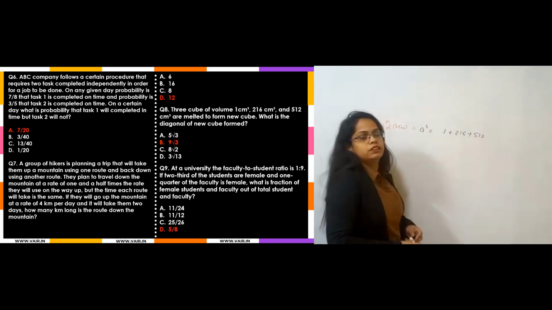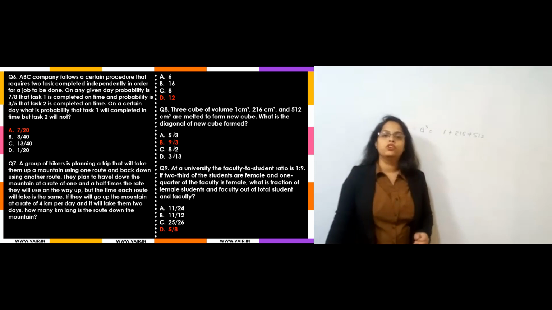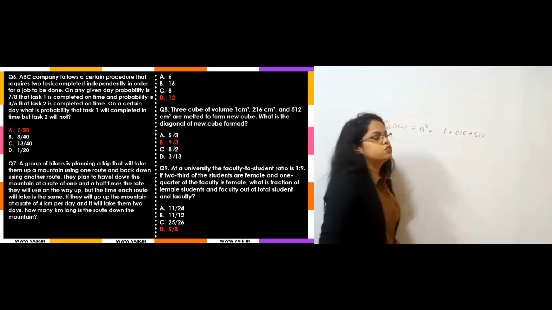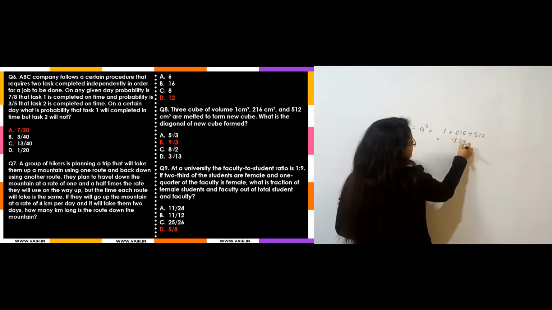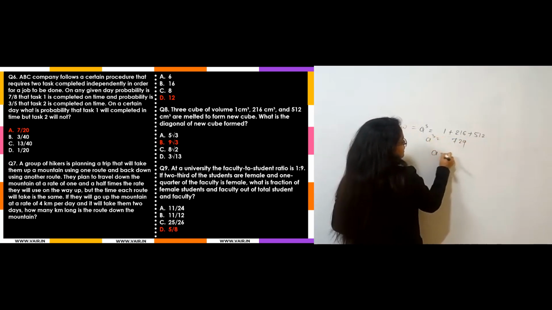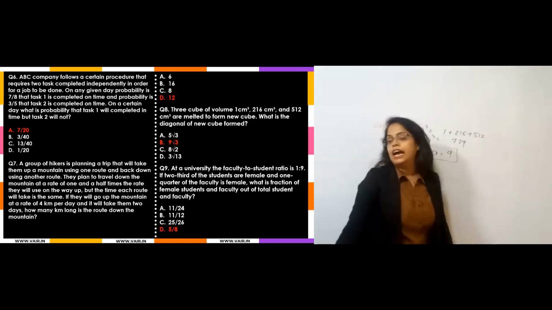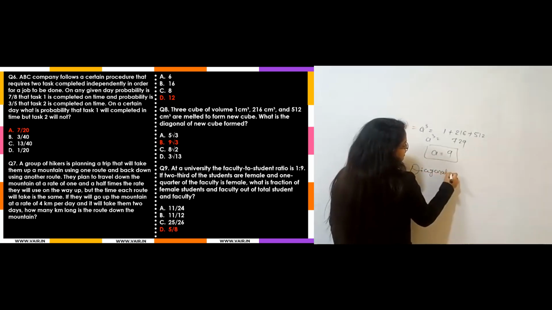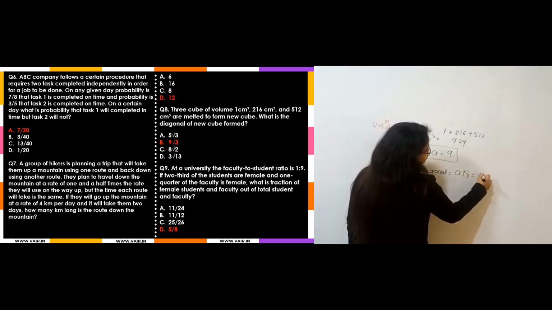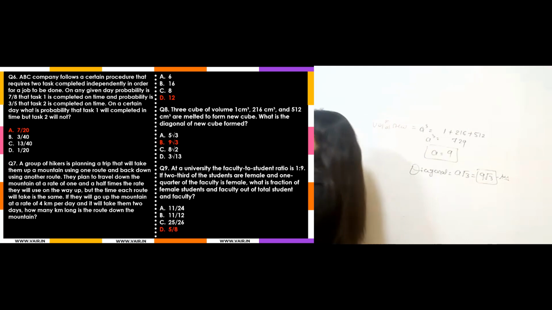Because you are making a new cube by using these 3 cubes, this total sum will be equal to what? 217 plus 512 will be 729. If a cube is 729, a will be 9, the cube root of 729. And they are asking you the diagonal of the cube. So the diagonal is equal to what? Diagonal is a root 3, which is equal to 9 root 3. So your answer was 9 root 3. That's it. Easier. Now let's solve the next one.